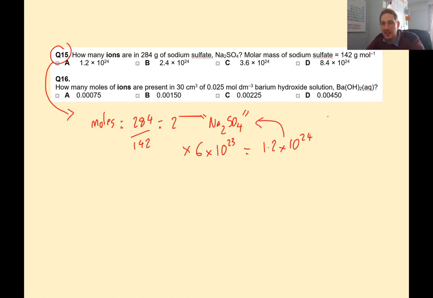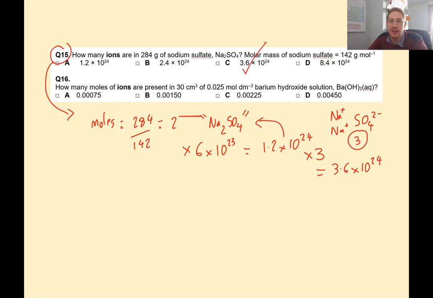This is where you just need to know your GCSE chemistry, that a particle of Na2SO4, sodium sulfate, is 2 Na+ ions and an SO4 2- ion. There are 3 ions, therefore if there's that number of particles, the number of ions we times by 3 to get 3.6 times 10 to the 24, and answer C there.